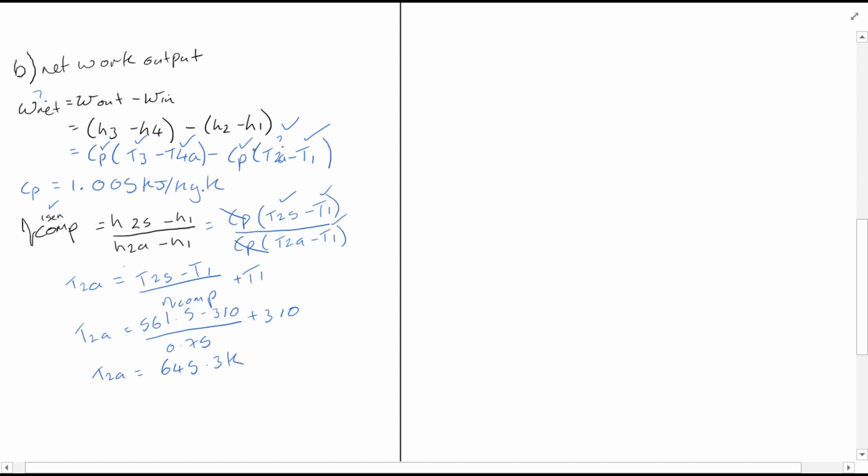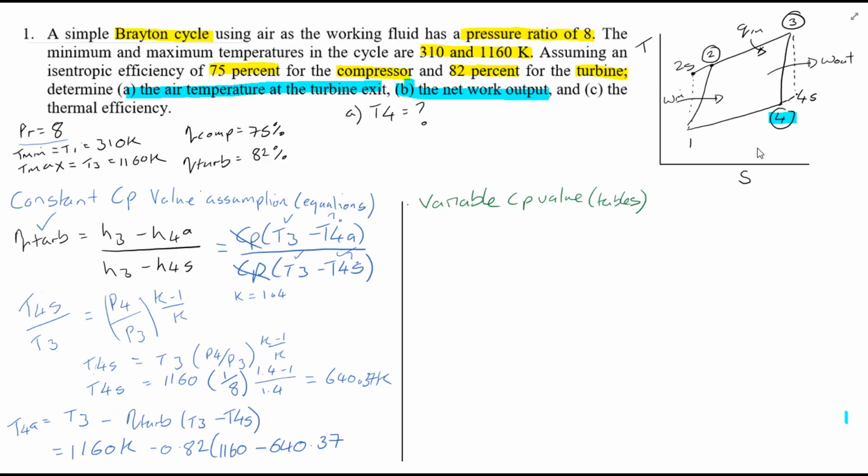Okay, now since we found T2A, we can sub in the values. We have all the values here, and we can quite easily sub them in and find W net. And that gives you a value of 91.25 kilojoules per kg. So that's the answer to part B of the question.